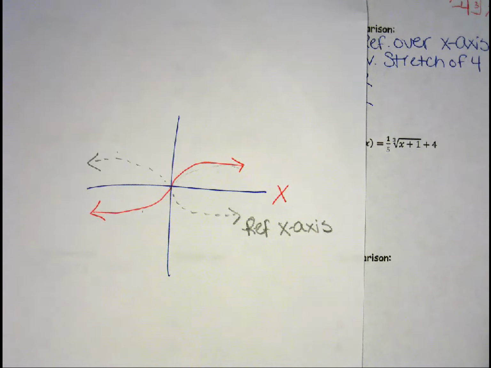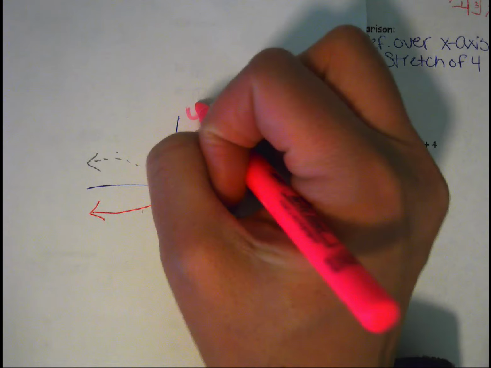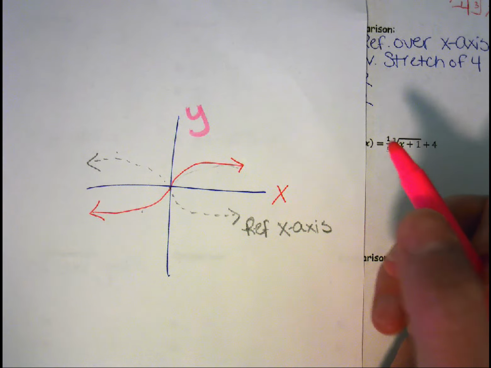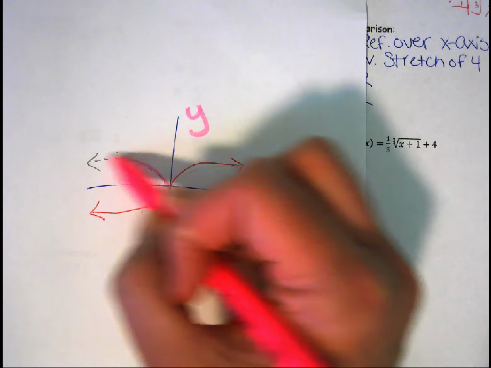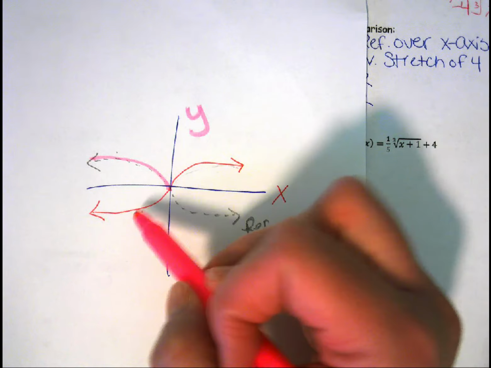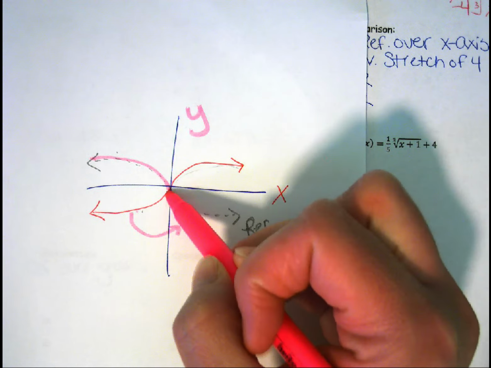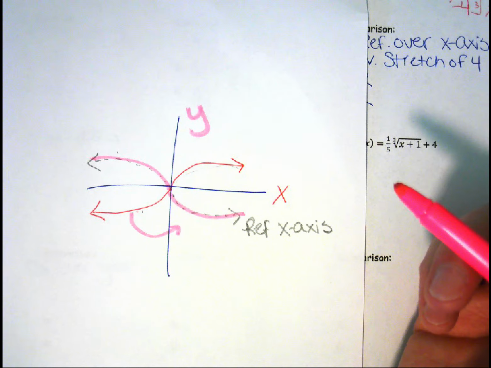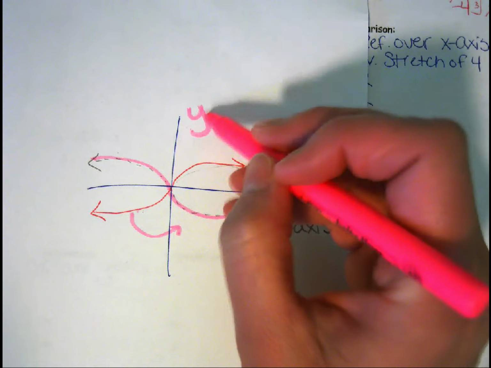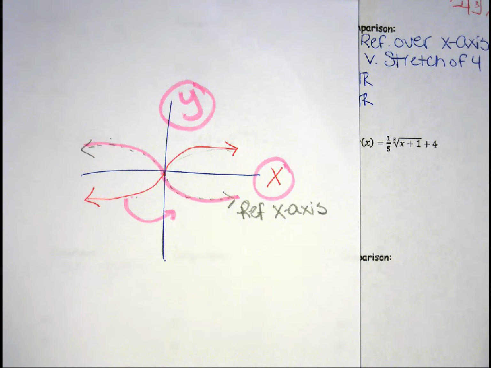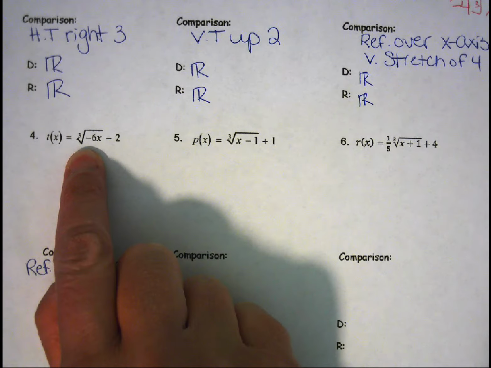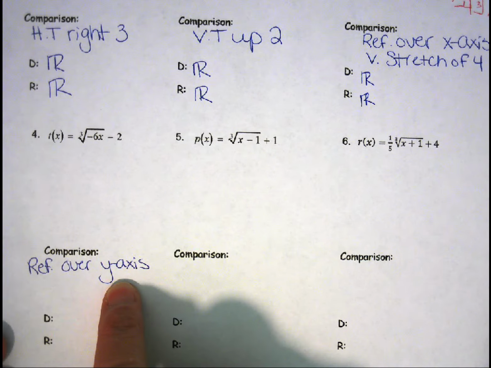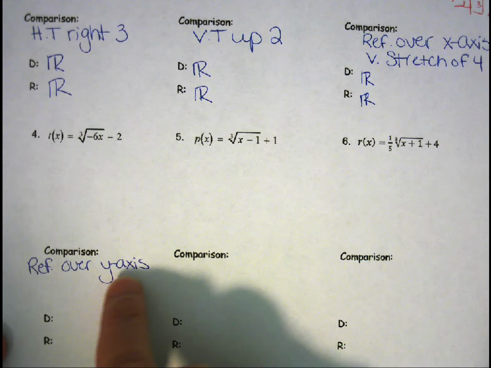But watch what happens when we reflect it over the y-axis. So think about the y-axis. You're going to take this arch and you're going to reflect it this way. You're going to take this one and reflect it this way. So if you reflect over the x or you reflect over the y, can you really tell the difference? No. So the graphs look the same when you have the negative, but you need to make sure you're specifying which axis you reflect over, okay?